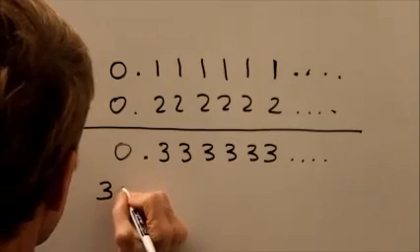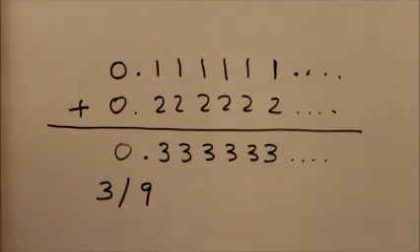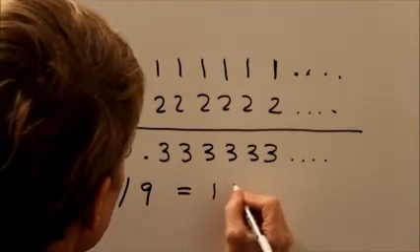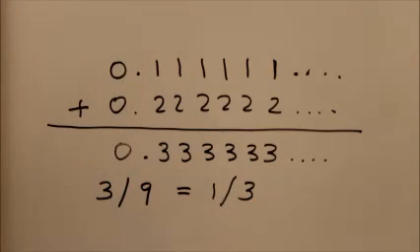So 0.33333 is 3/9, which we can reduce to 1/3. Well, of course, in the question, it gives us another hint. The same sort of a hint that we had in the previous question.